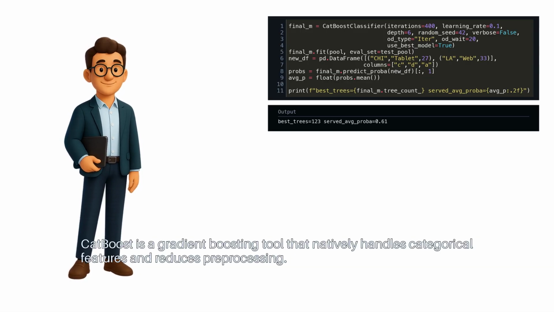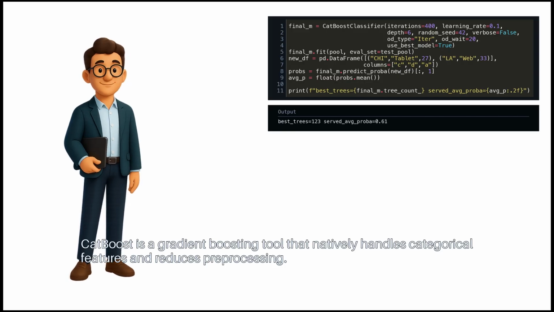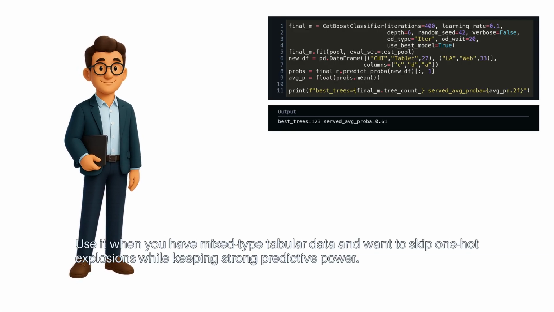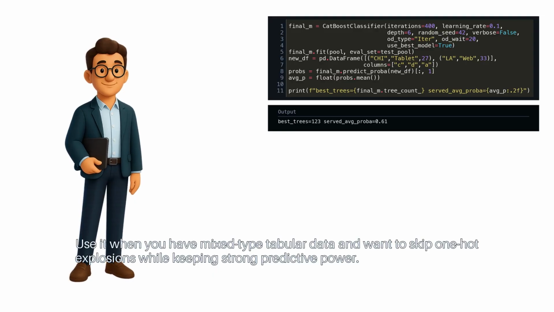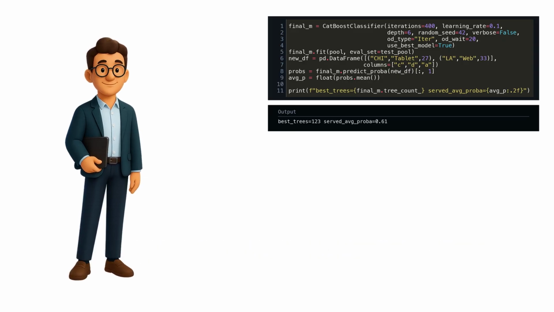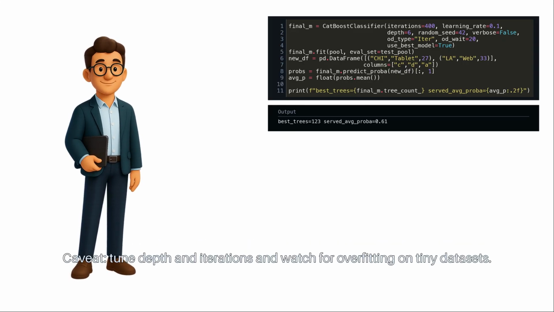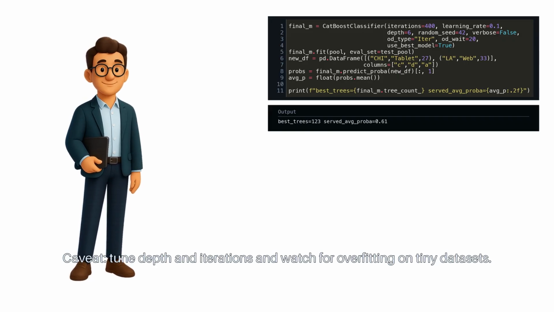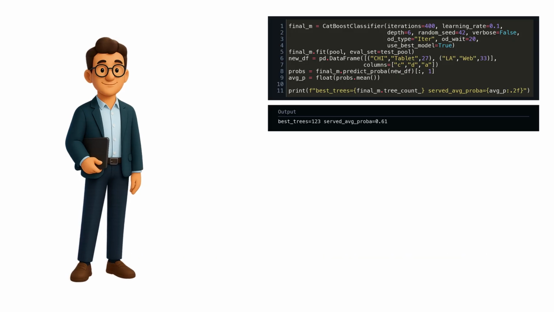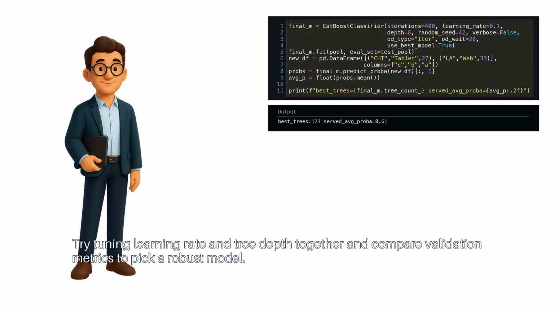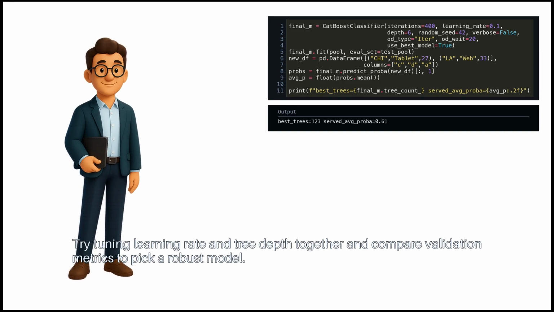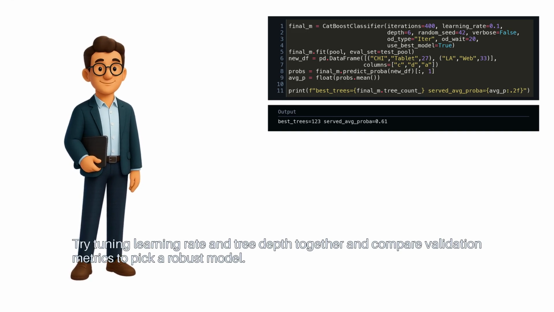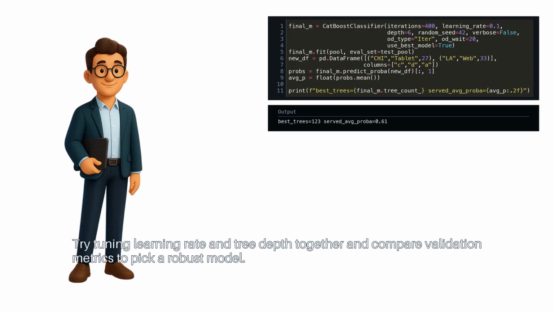Recap: CatBoost is a gradient boosting tool that natively handles categorical features and reduces preprocessing. Use it when you have mixed-type tabular data and want to skip one-hot explosions while keeping strong predictive power. Caveat: tune depth and iterations, and watch for overfitting on tiny datasets. Next step: try tuning learning rate and tree depth together, and compare validation metrics to pick a robust model.